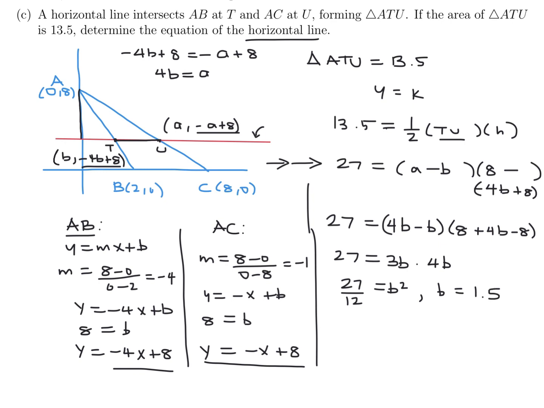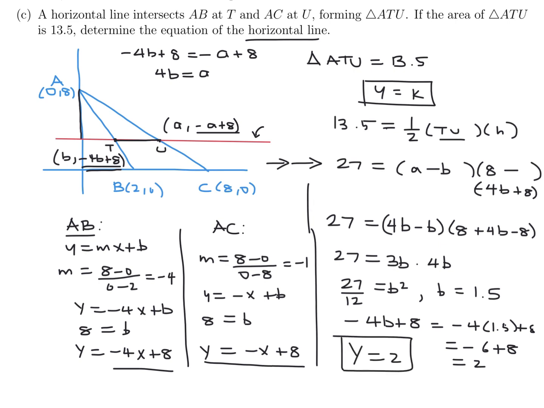Okay, so what do they want? They want the equation of the horizontal line. So we need to figure out the y-coordinate, this guy here. Yeah, so the y-coordinate is minus 4B plus 8. Well, if B is 1.5, that's going to be minus 4 times 1.5 plus 8, which is minus 6 plus 8, and that's 2. So therefore, the equation of that horizontal line is y equals 2.